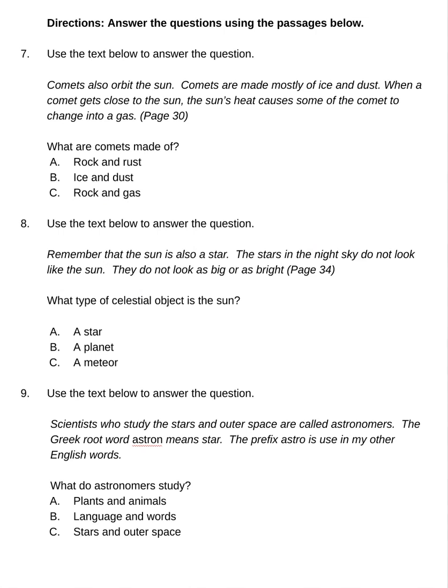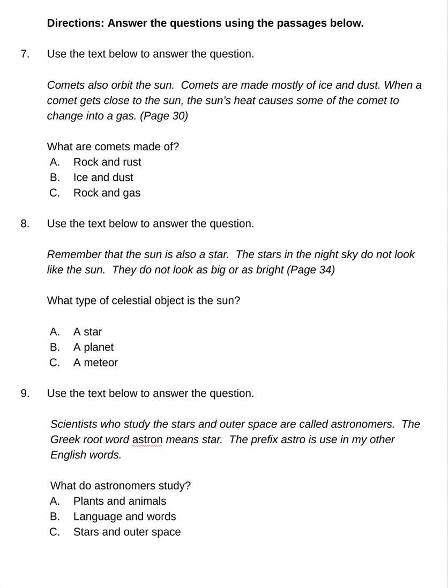Number 8. Use the text below to answer the question. Remember that the sun is also a star. The stars in the night sky do not look like the sun. They do not look as big or as bright. What type of celestial object is the sun? A. A star. B. A planet. C. A meteor. Circle the correct answer and highlight it above.